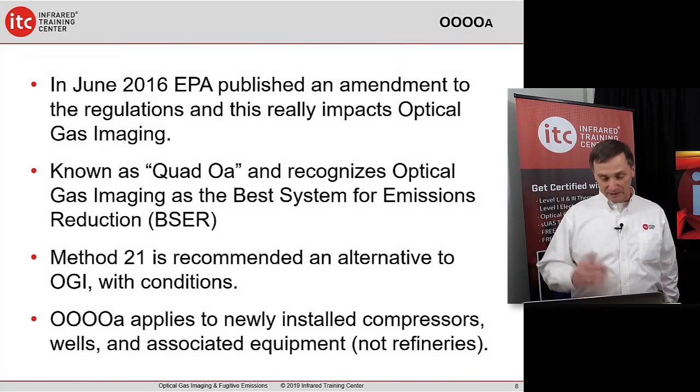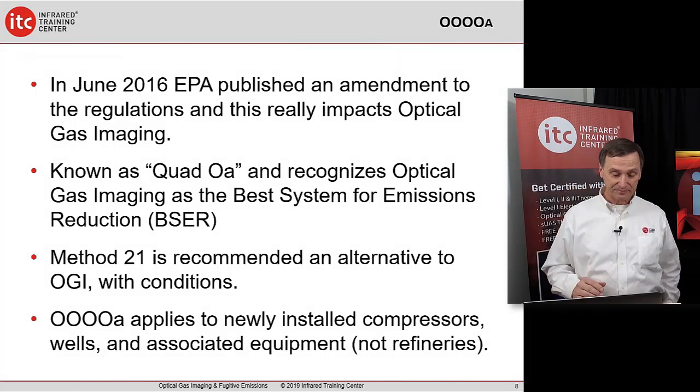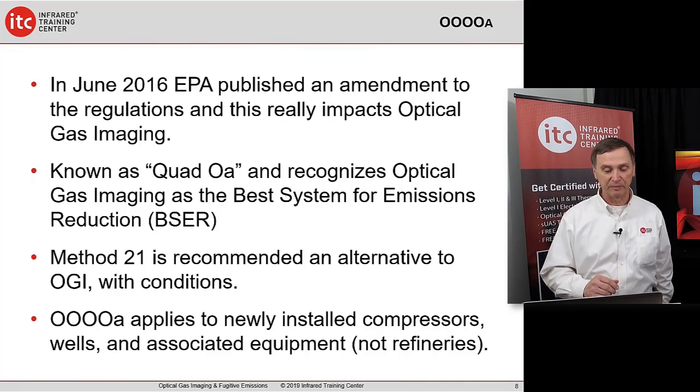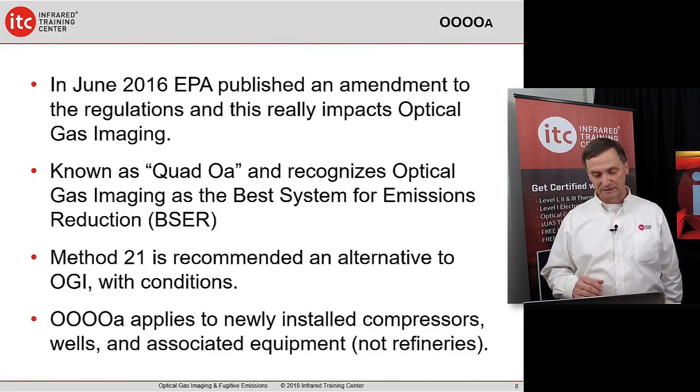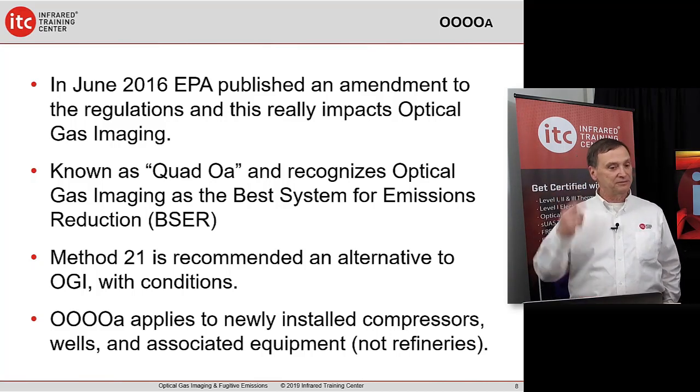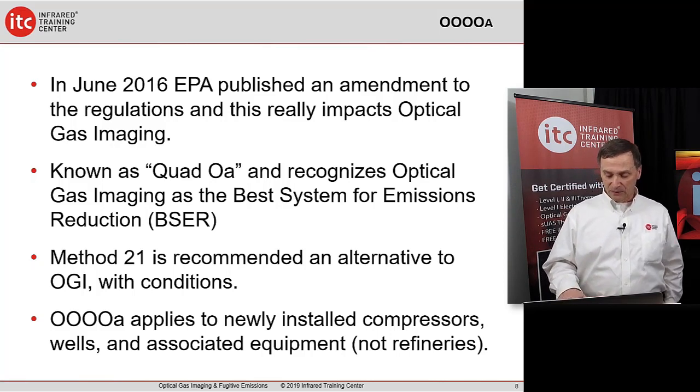A little bit about the current state of the regulations, and these are changing as we speak, but back in 2016, the United States EPA published an amendment to the regulations that really impacted this industry. It's known as Quad OA, and it recognizes optical gas imaging as the best system for emissions reduction, BSER. And they compared that with bubble testing, with the Method 21, which is a traditional sniffing test, and found out that the OGI was more effective, could catch a lot of the bigger leaks. And so that regulation, Quad OA, applies only to newly installed compressors and wells and associated equipment, not refineries, not chemical plants, not existing components, just the new stuff.